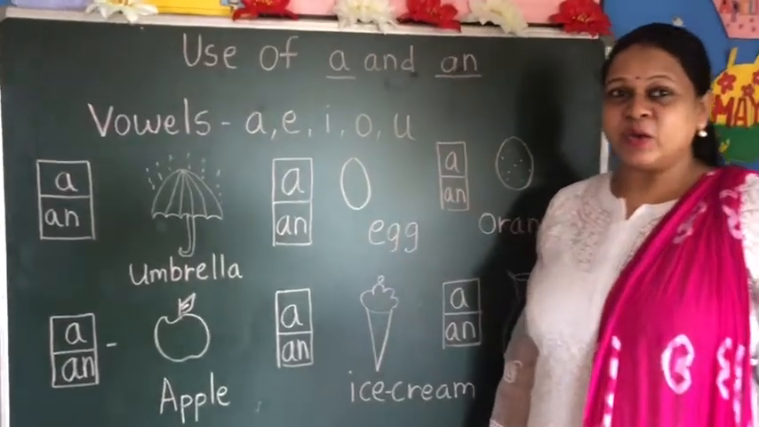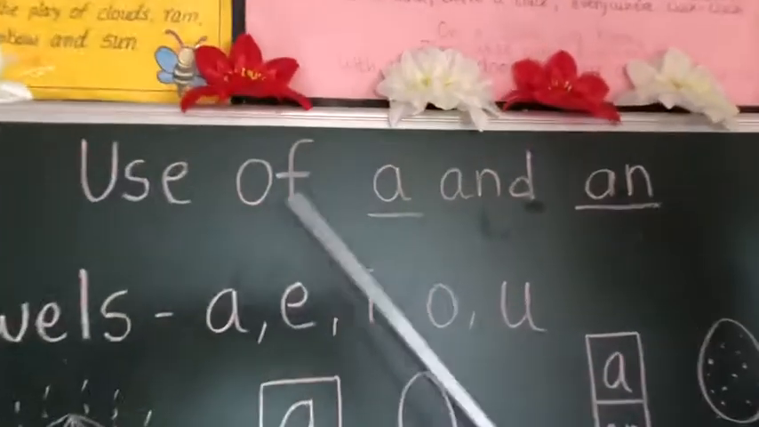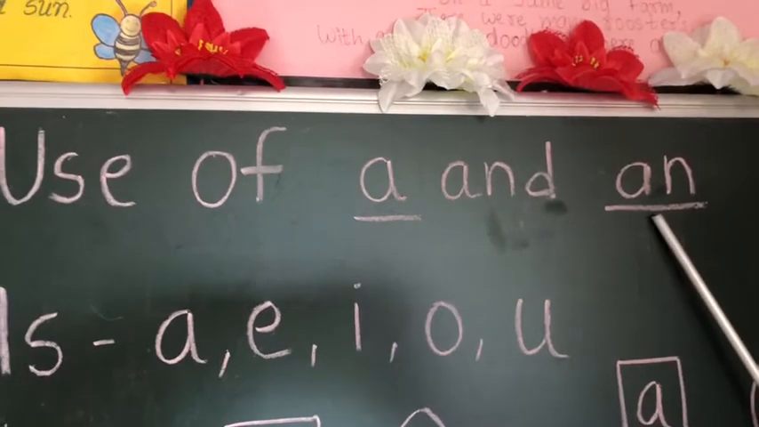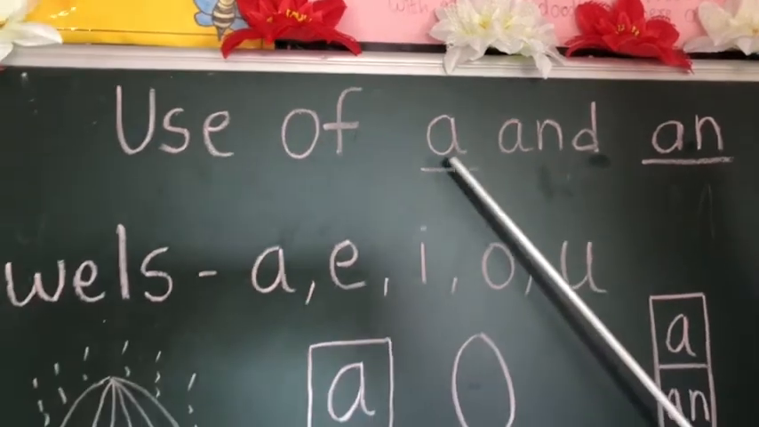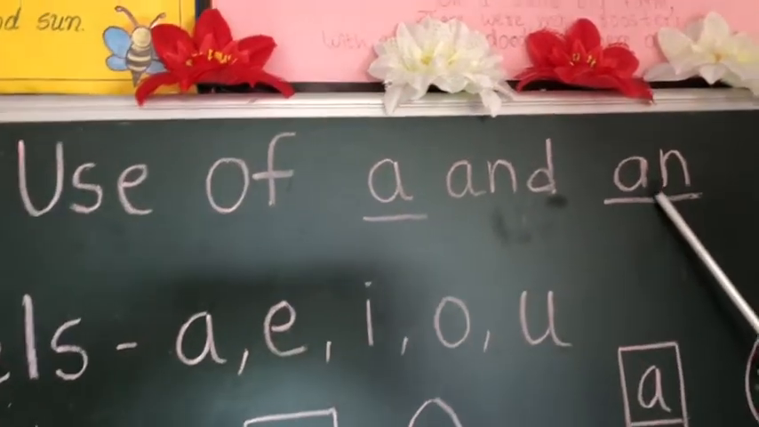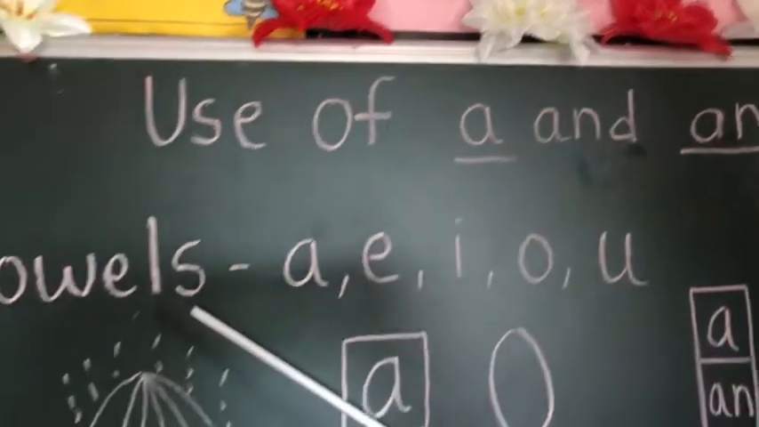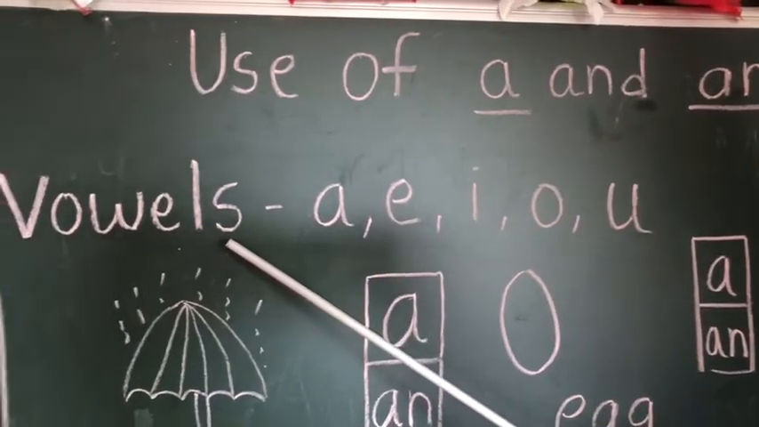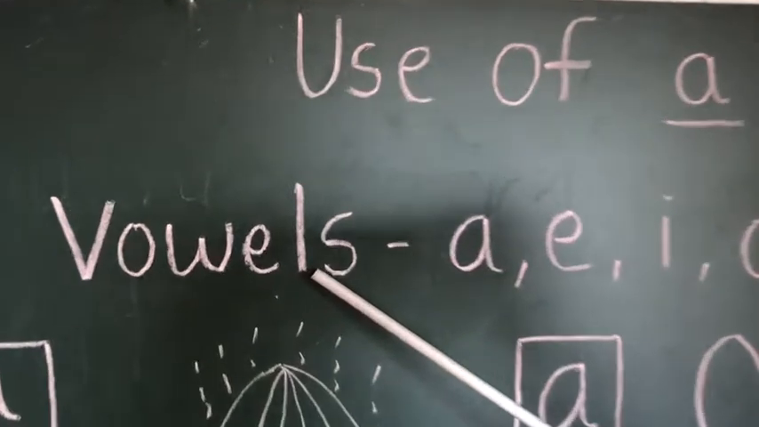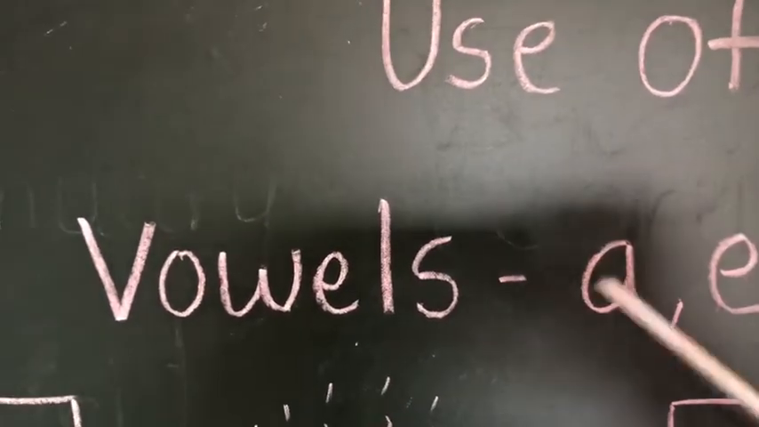Children, today we are going to learn the use of a and an. Where we have to use the word a or an, for that we have to revise vowels. You must have revised it. Again, repeat after me, then you will be able to understand.